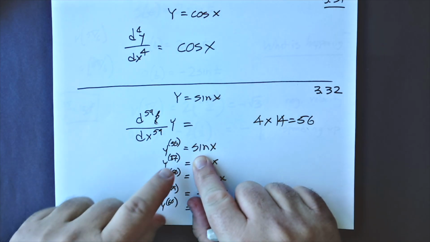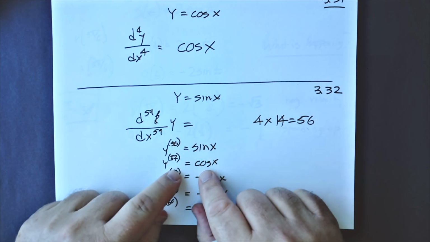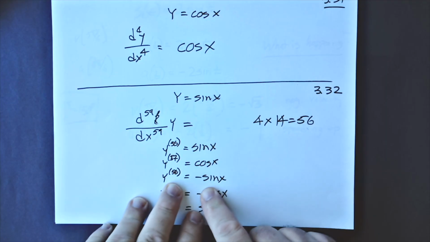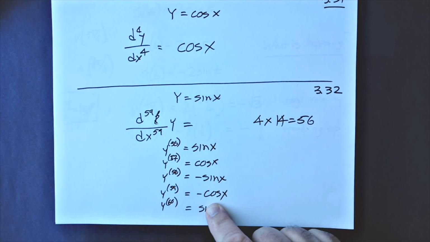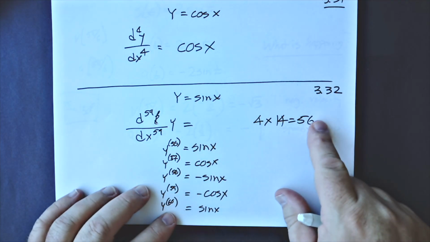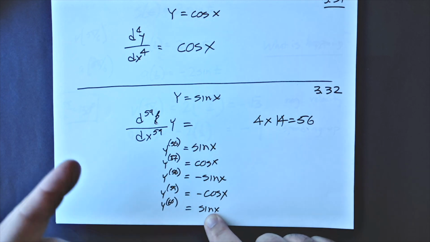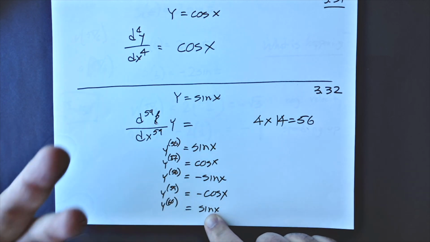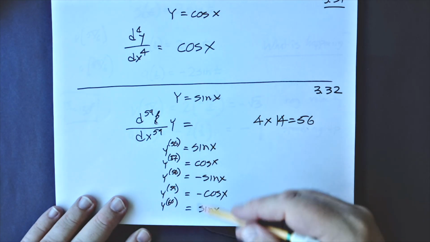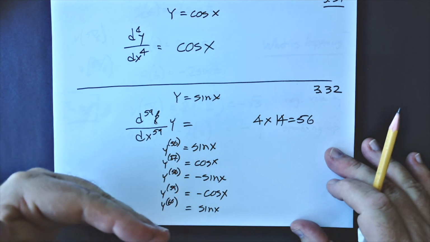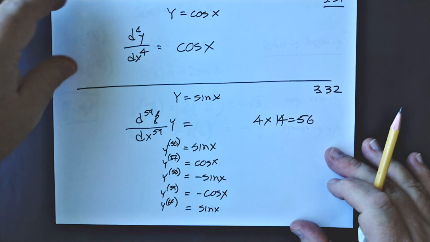Then I can go forward. So if that's the 56th derivative, then the 57th would be cosine. 58th would be negative sine. 59th would be negative cosine. Now, if you're really slick, you'd say, well, wait a second. I can just go to the 60th derivative, which is sine, right, and go backwards one. Hey, you certainly can if you can think backwards like that. You don't have to go forward, you don't have to go backwards. I'm showing you that pattern in here. Either way works, my friends.